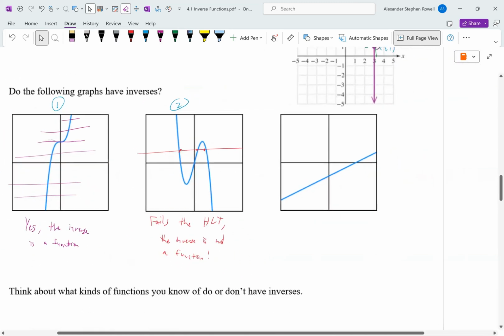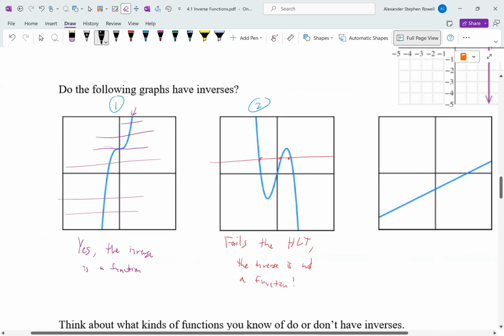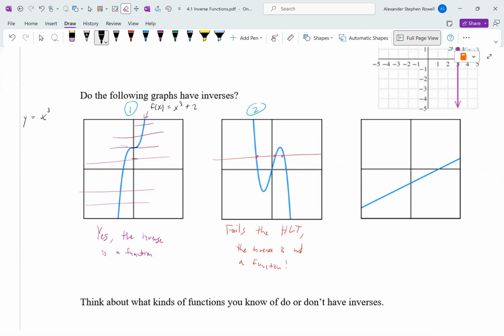So why do we care about? Do you know what this graph, the function is? F of x is equal to x cubed plus some number. Let's just say plus 2. Okay, so if it has an inverse, y is equal to x cubed plus 2. What that means is you can flip these variables.